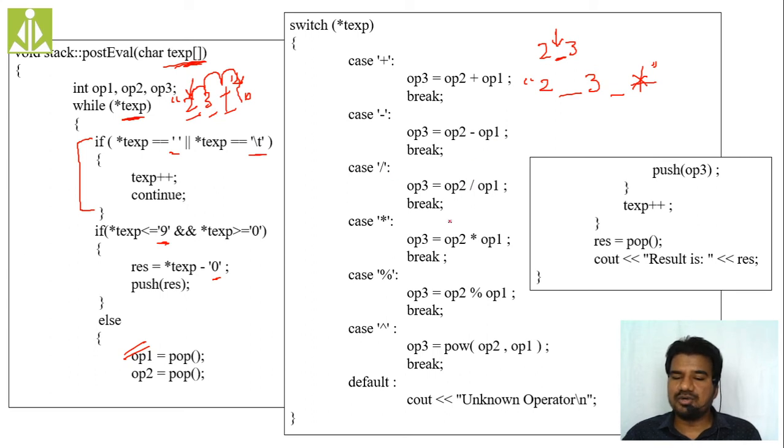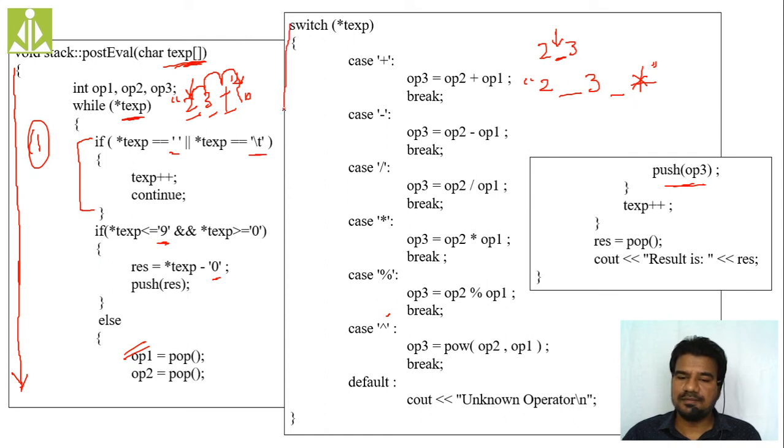If it is division, operator 2 divided by operator 1. Likewise multiplication, modulo division, power operation, all these operations we are expecting inside your postfix expression. So I am performing the operations accordingly, and whatever result we are getting, that result I am pushing. So check the code continuity. First it will move from here to here. This is first. Then you have to come from here to here. This is second. And lastly, you have to go from here to here.